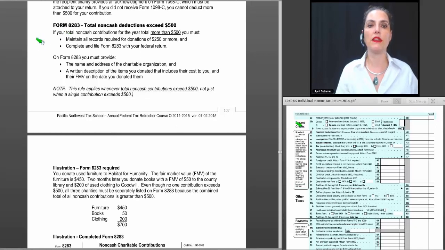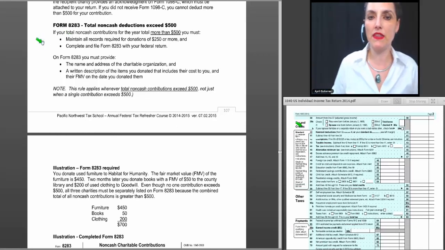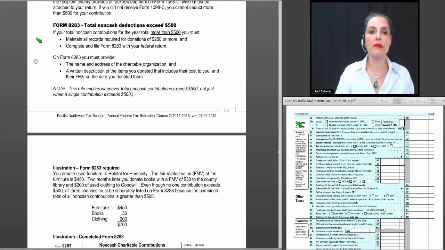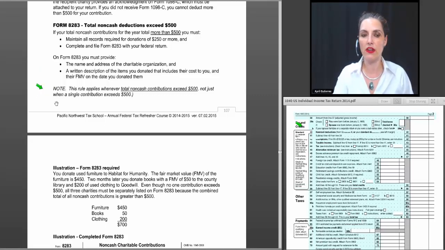And Form 8283, total non-cash deductions. What happens when they exceed $500? There's some more rules in place for that as well. If your total non-cash contributions for the year totaled more than $500, you must maintain all records required for donations of $250 or more, plus you must complete and file Form 8283 with your federal return. On Form 8283, you must provide the name and address of the charitable organization and a written description of the items that you donated that includes their cost to you and their fair market value on the date that you donated them. You should note that this rule applies whenever total non-cash contributions exceed $500 and not just when a single contribution exceeds $500.